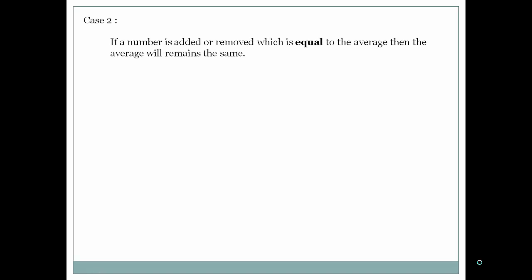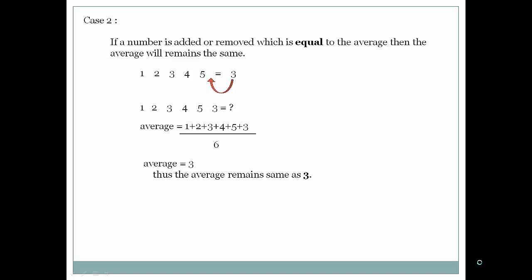The second case is if a number is added or removed which is equal to the average, then the average will remain the same. Consider 1, 2, 3, 4, 5, which gives you the average 3. Now I am going to add a number 3 to the given 5 terms. So what will happen? 1 plus 2 plus 3 plus 4 plus 5 plus 3 will give you the average 3 again. So from this case 2, we can conclude that if we add or remove a number which is equal to the average, then the average will remain the same.